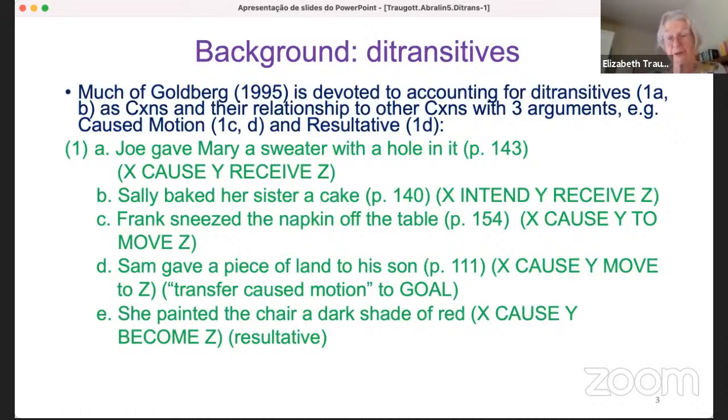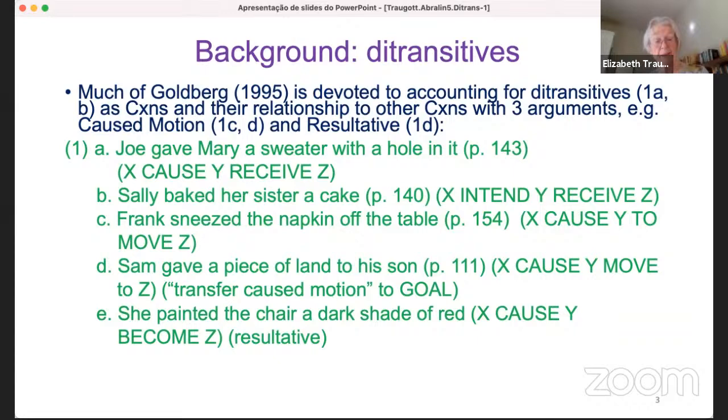As I said, Goldberg is devoted to accounting for ditransitives. Her examples: Joe gave Mary a sweater with a hole in it, which she analyzes as X, Joe, caused Y, Mary, to receive Z, a sweater with a hole in it. And at that time in 1995, she also said that Sally baked her sister a cake is a good example of a ditransitive, which is X intends Y to receive Z. I'll talk about the fact that she doesn't agree with that position anymore. She doesn't treat benefactors as ditransitives anymore, or not in anything that I've read by her. In 1C, we get Frank sneezed the napkin off the table. X caused Y to move Z.